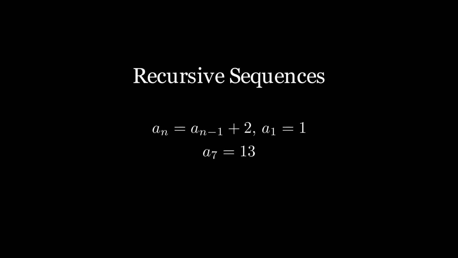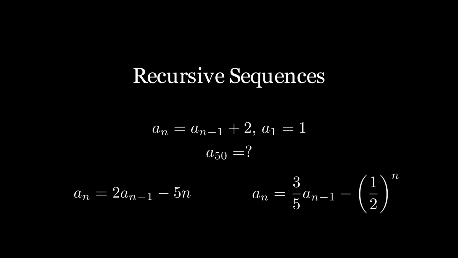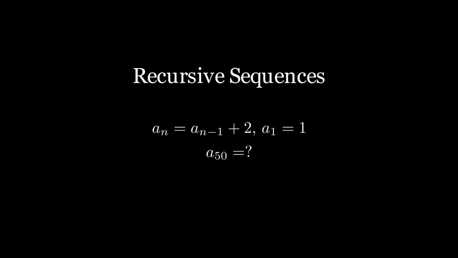However, what about something like a50? Well, this sequence is actually simple enough to find a pattern, but it's not like all sequences will be as simple as this one. So we kind of need a definite way to find a formula for an that doesn't involve repeated computation.